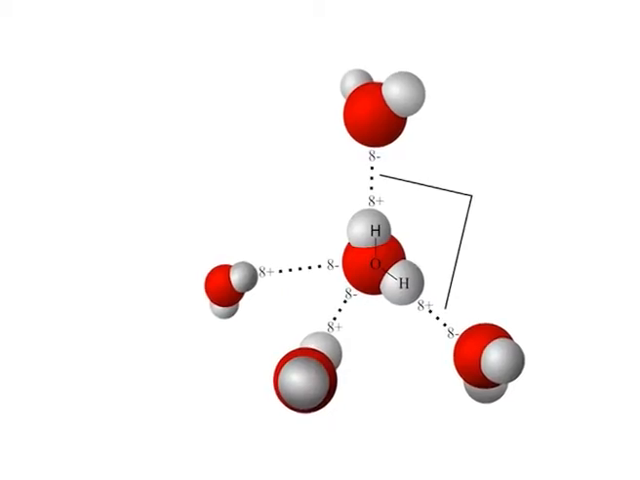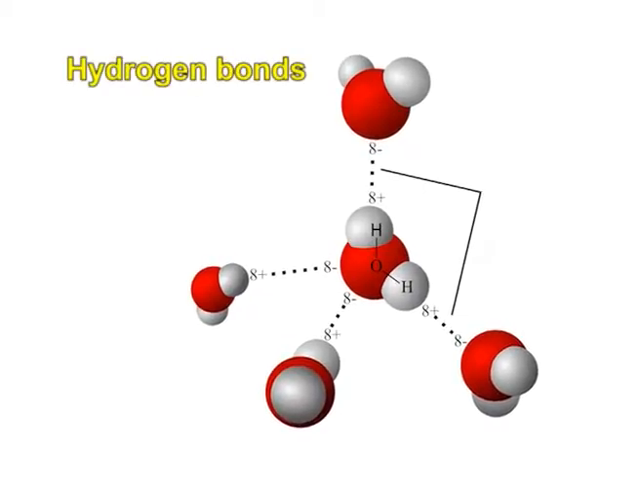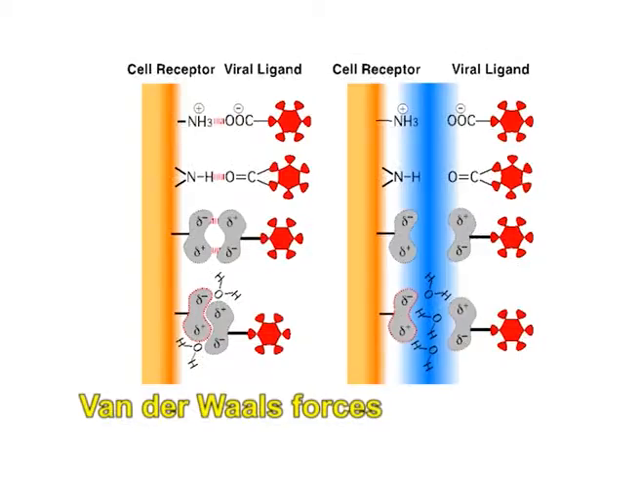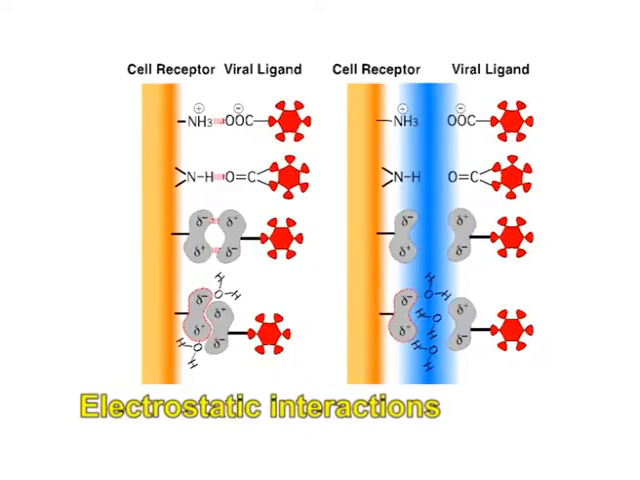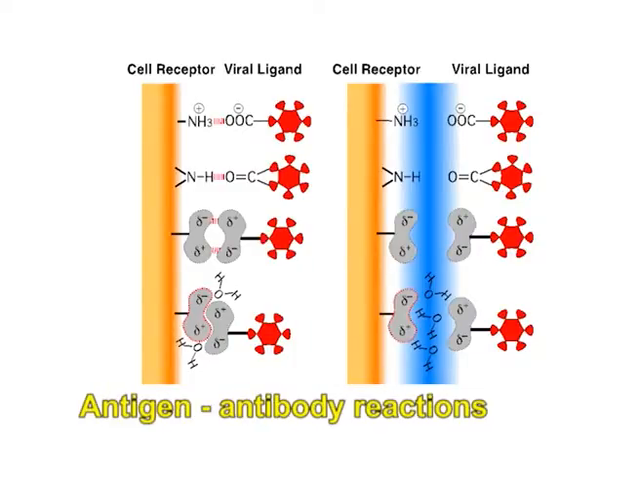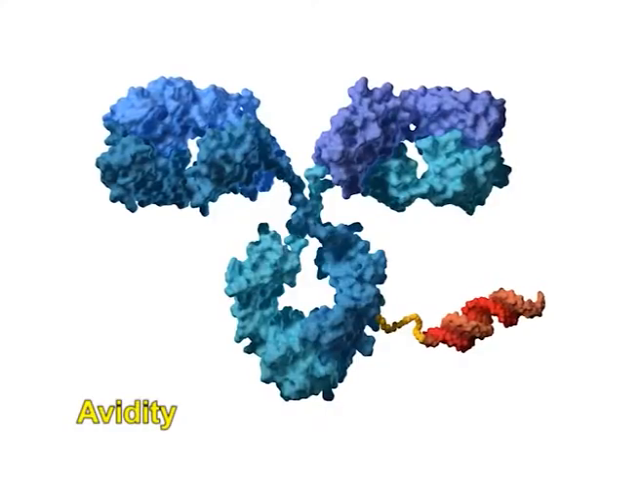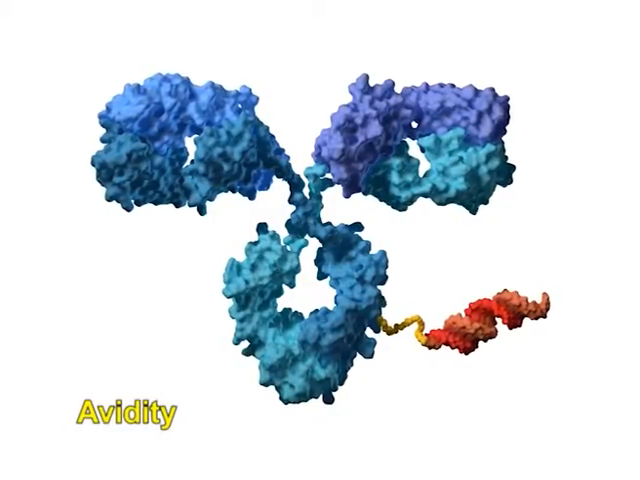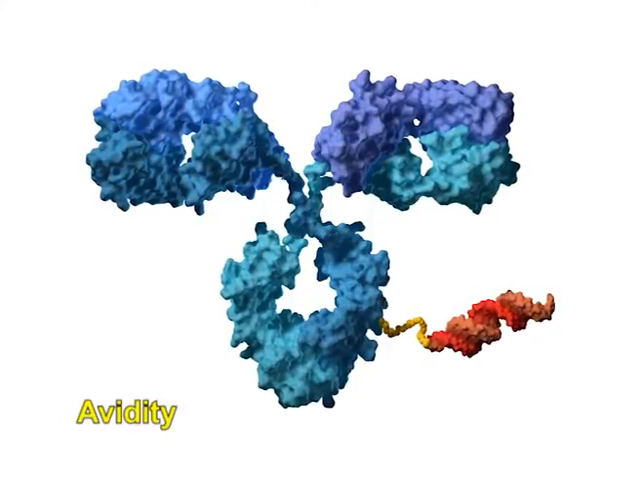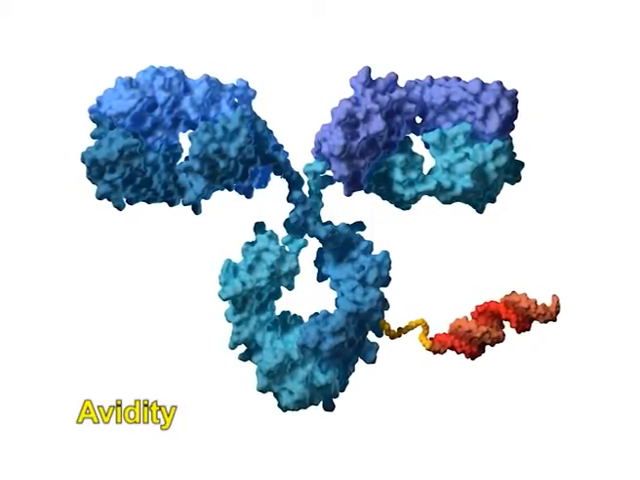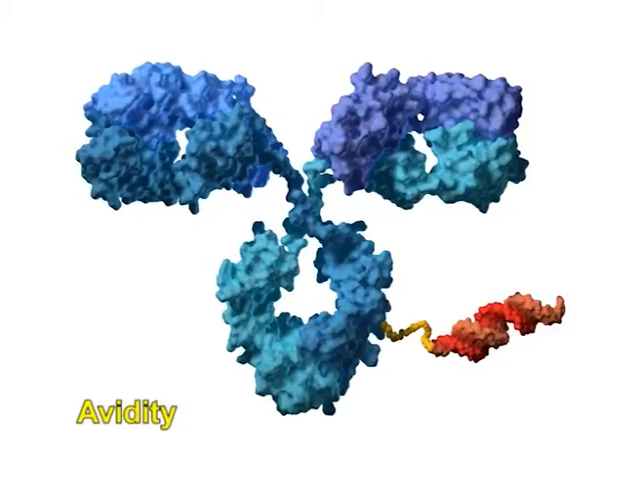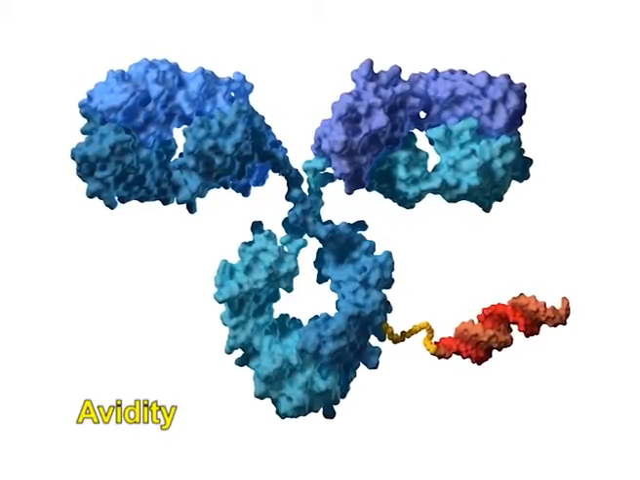By a combination of hydrogen bonds, van der Waals forces, electrostatic interactions, and hydrophobic interactions, antigen-antibody interactions are generally non-covalent and reversible in nature. Affinity and avidity are always mentioned besides specificity and cross-reactivity when identifying or explaining the strength of an antigen-antibody complex.